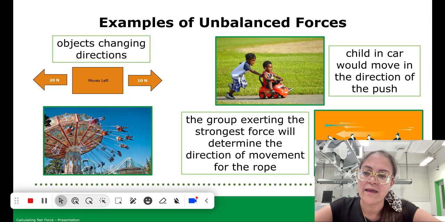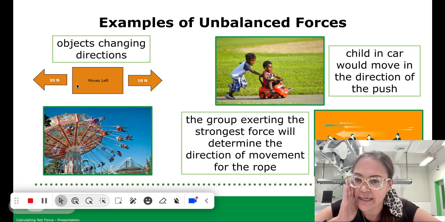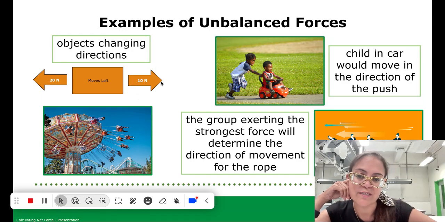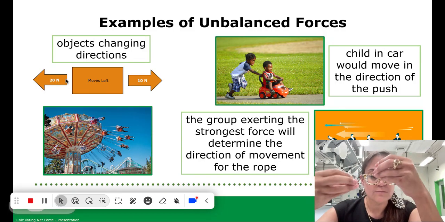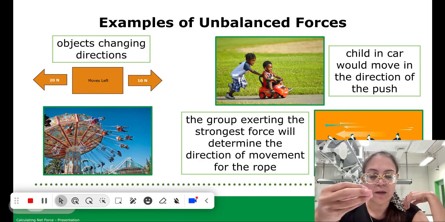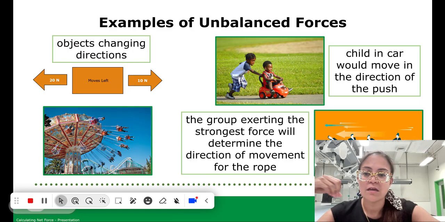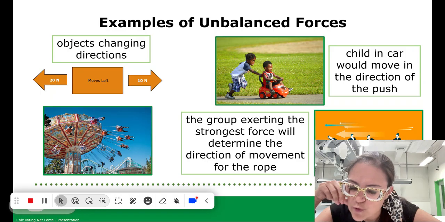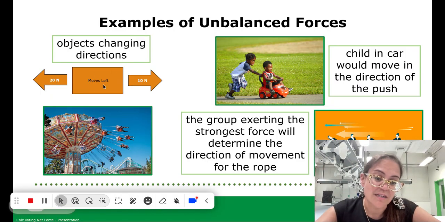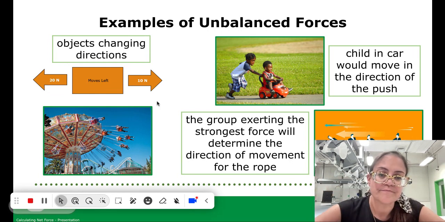So other examples of unbalanced forces: objects that are changing direction. If you look here, we have a force that is moving to the right with 10 newtons, but we have a force that's moving to the left with 20 newtons. So we have forces moving in opposite directions, but the one moving to the left is stronger. So this object, what does that say? Moves left. Say this is like a person or a car or a box or something. Because the force moving to the left is stronger, it will move to the left.